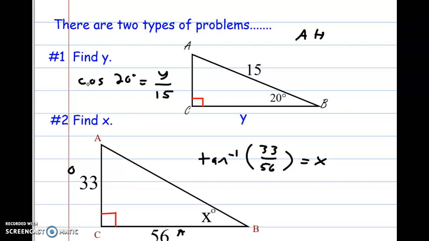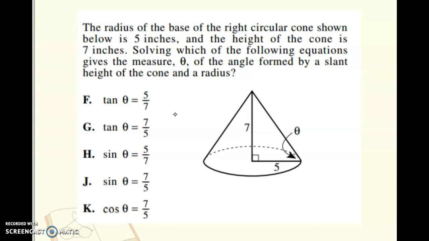The rest of this lesson is just going to be sample ACT questions because the way they ask this is different each time. So I'm going to throw up some questions. Here's your first one. And I would encourage you to pause it and then think through the question and then unpause it and check your answer.